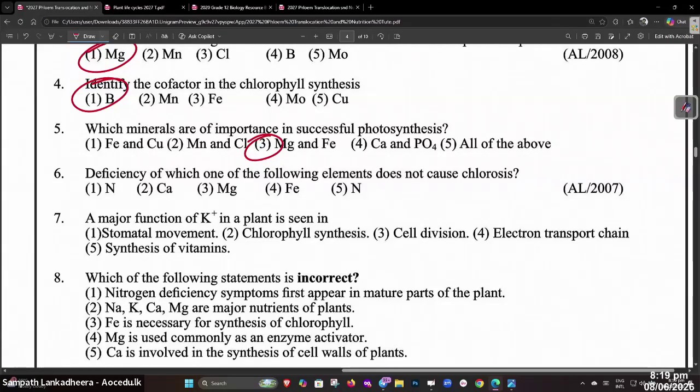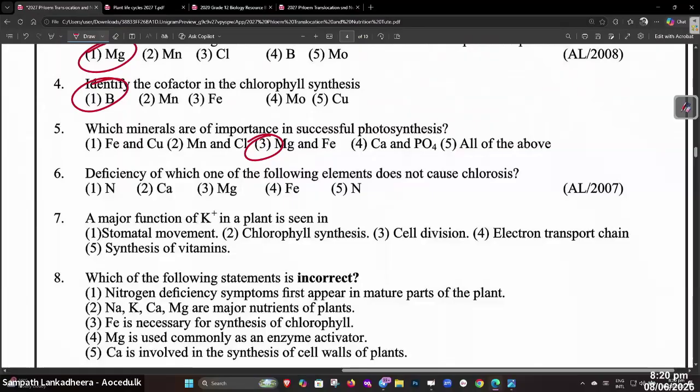That is my suggestion. So why not chlorine? Chlorine is involved in osmosis and ionic balance in photosynthesis, no? It does not directly help in carrying out photosynthesis. But anyway, the best answer is magnesium and iron.